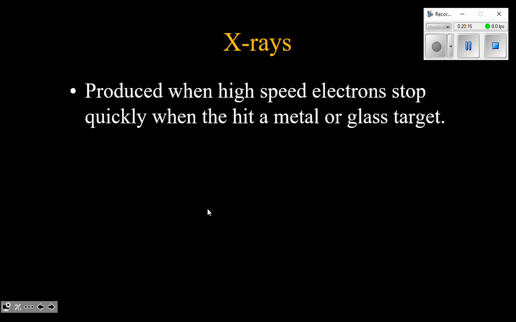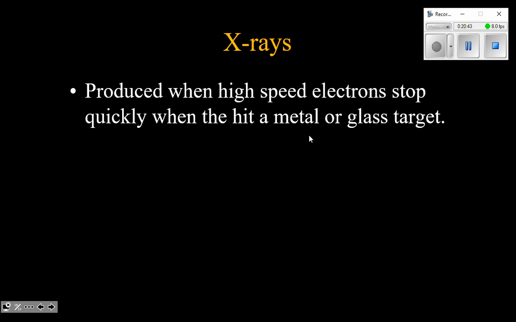X-rays. Produced when high-speed electrons stop quickly when they hit a metal or glass target. So when you go to the dentist and you get an X-ray, they have a set of charged plates which accelerate electrons from rest up to very, very high speeds, and then they shoot them into a target. A target's generally made of metal, but sometimes glass, and it makes the electrons stop very quickly. It's that stopping that produces X-rays.